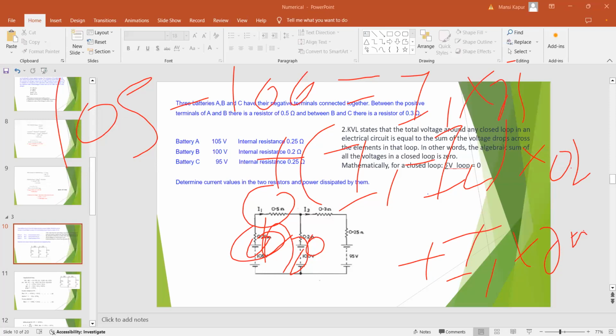Sir, could you tell me how you took the sign? We are summing the voltage, right? Like 105 you take positive and minus 100. Yes. Just give me a moment.